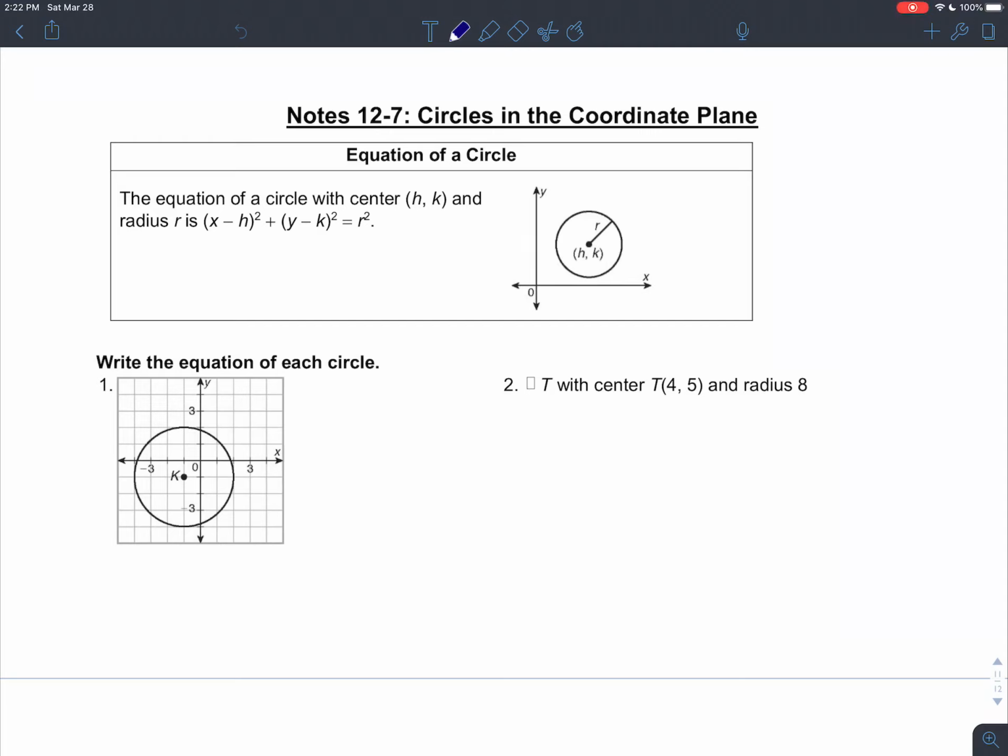All right, so we are going to start with circles, section 12.7. This is the equation of a circle, where if we take the opposite sign of h and the opposite sign of k, that's going to be our center. And then r is going to be our radius.